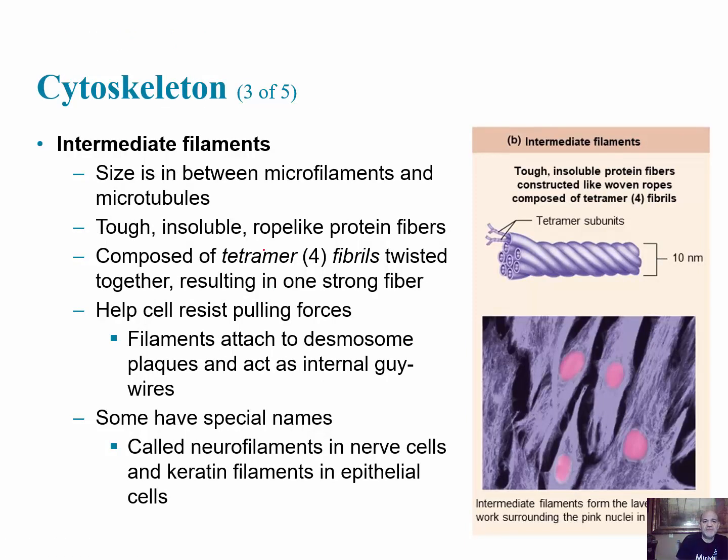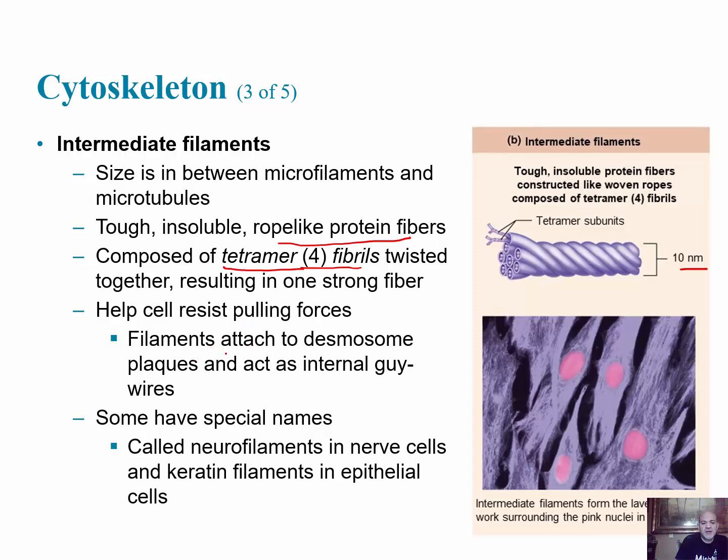And then we have intermediate filaments. These are a bit thicker. You can see the image on the right has them at 10 nanometers in diameter. So these are going to be tough, insoluble, rope-like protein fibers. They're going to be composed of a tetramer, which means 4 fibrils, and those will be twisted together, resulting in one strong fiber, as you can see in the image on the right. These are going to help resist pulling forces.